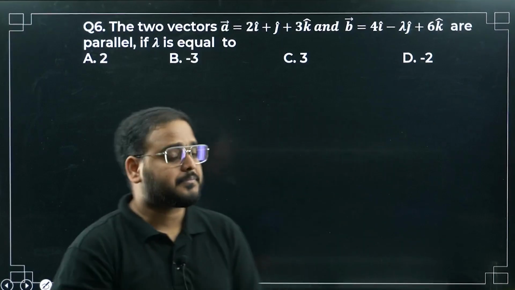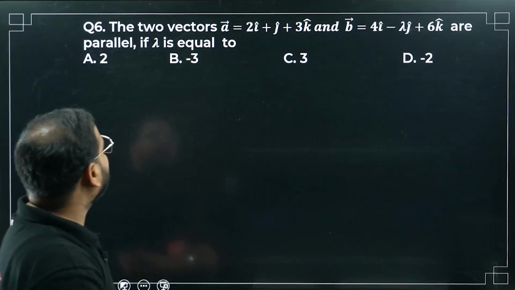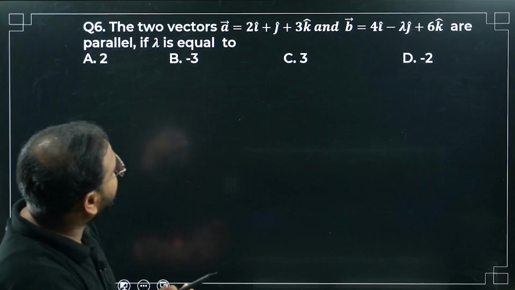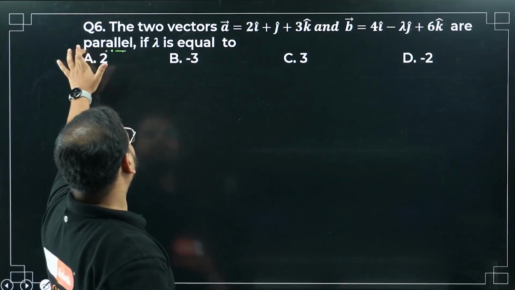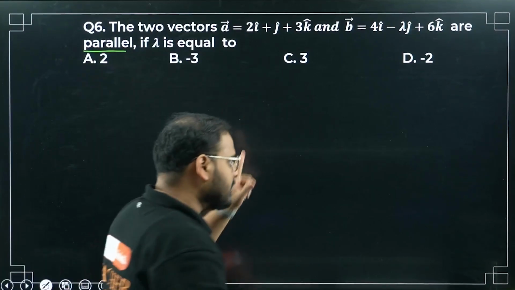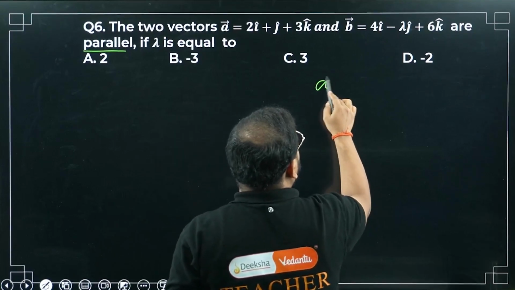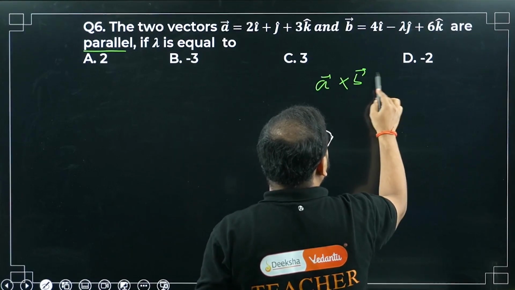Okay, chaliye. Question number 6. The vectors A and B are parallel. I told you we'll solve questions on this. Parallel means what? Blindly write this. A cross B will be what, bacha? 0, sir.